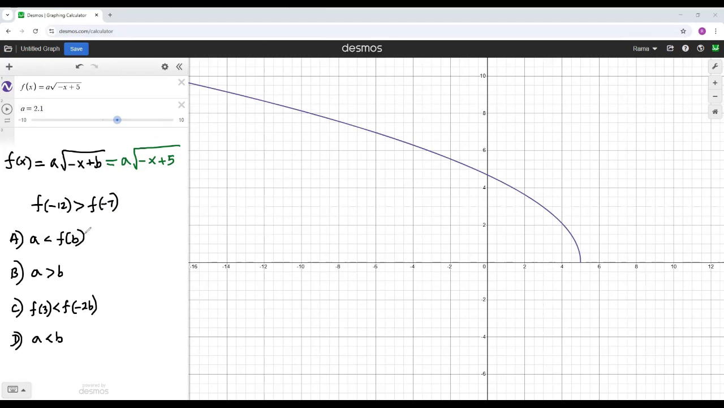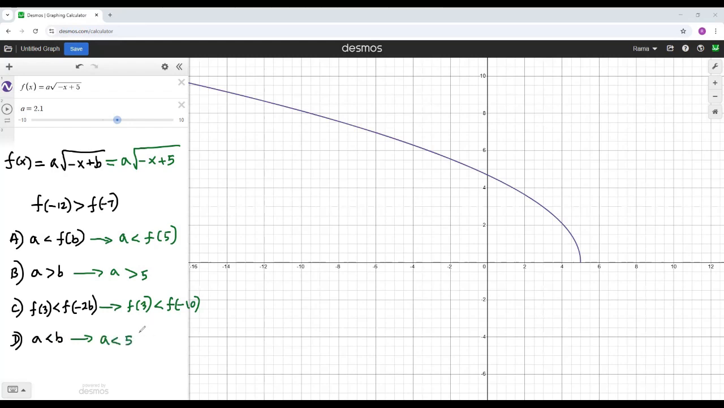Already we know the value of b, that is 5. Now let me plug in the value of b in the given answer choices. When I plug in b equals 5 over here, I am getting a less than f of 5. And here we get a is greater than 5. And here we get f of 3 is less than f of, when I plug in 5 for b over here, negative 2 times 5 is negative 10. And when I plug in 5 for b over here, I'm getting a less than 5.